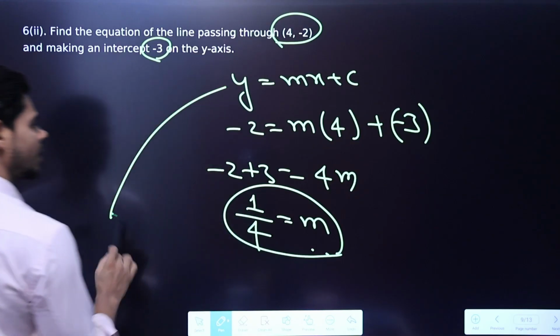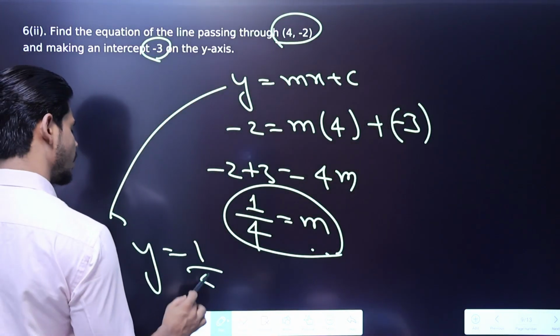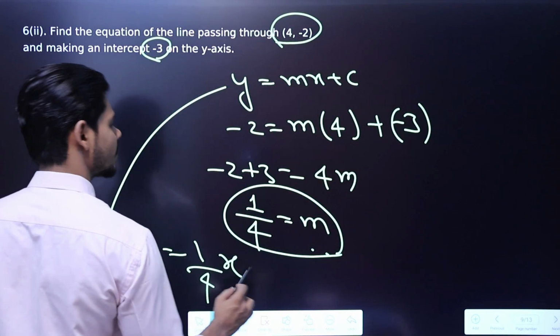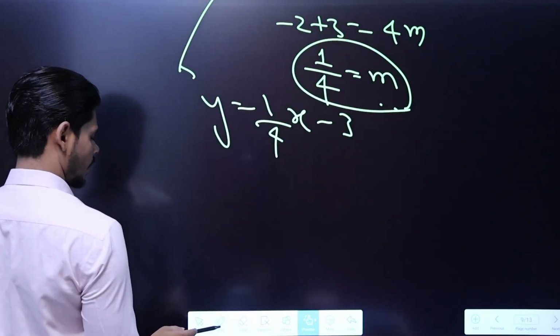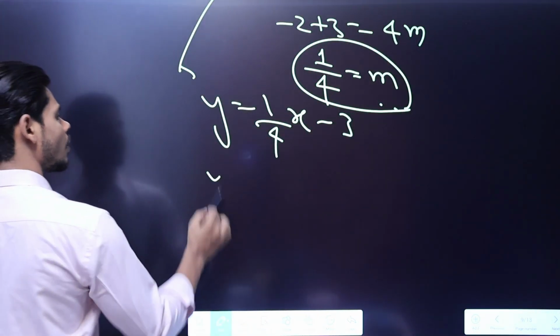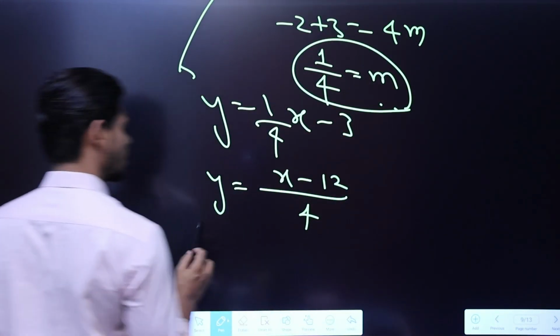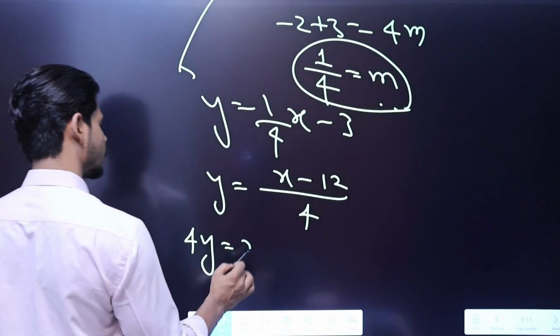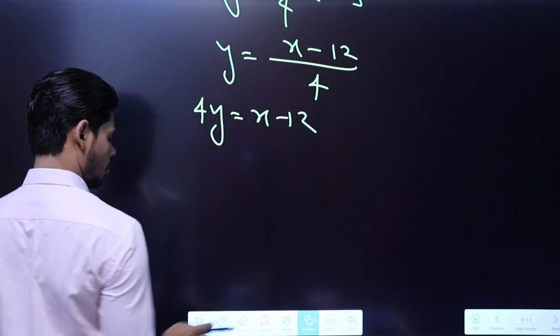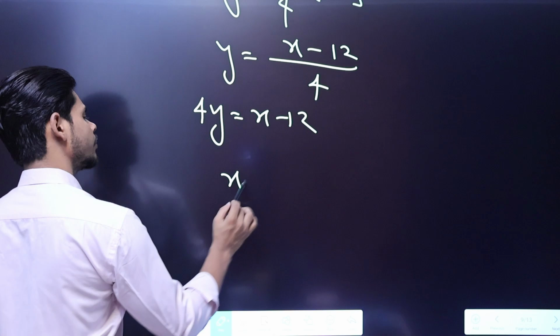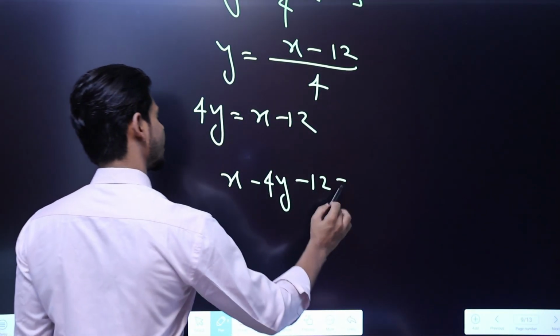Now you can use again this one: y is equal to the slope 1 by 4 times x, then plus c, that is negative 3. Now if you cross multiply, first take the LCM, so it will become 4y is equal to x minus 12, or you can write x minus 4y minus 12 equal to 0.